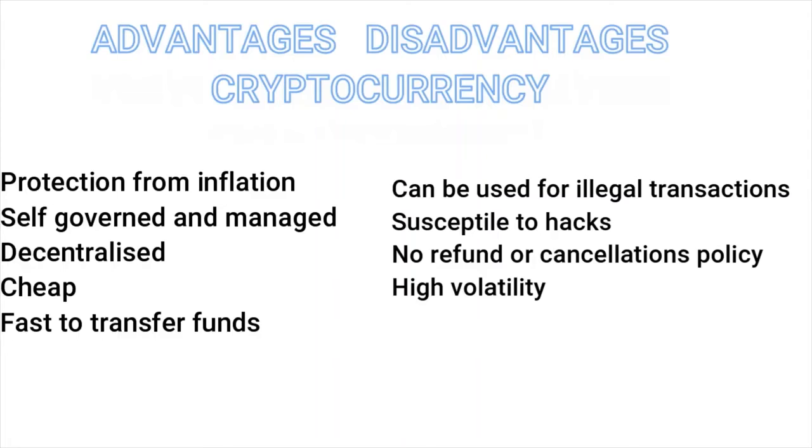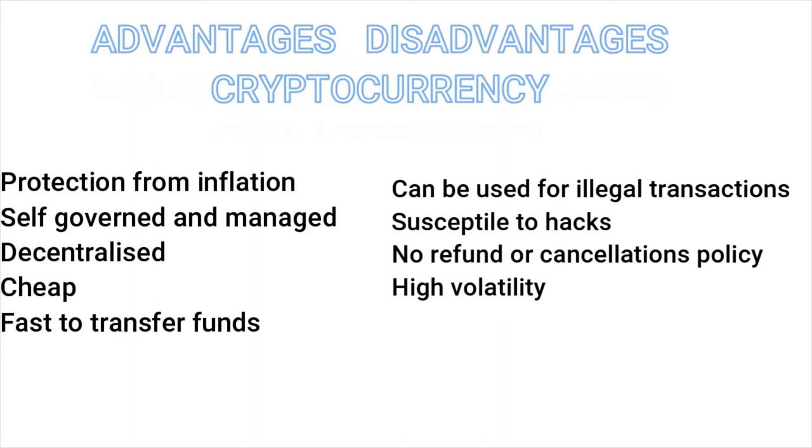Let's look at the advantages and disadvantages of cryptocurrencies. Number one, it is protection from inflation. We as people control the growth of cryptocurrencies. For example, the more people hold Bitcoin, the more the value will go up. And then it is self-governed and managed. Because of blockchain and because it is decentralized, it is controlled by us. It is cheaper than bank fees, and it is faster to transfer funds from one person to another. I can easily transfer funds to someone in America, and it can take a second for that person to get the money.